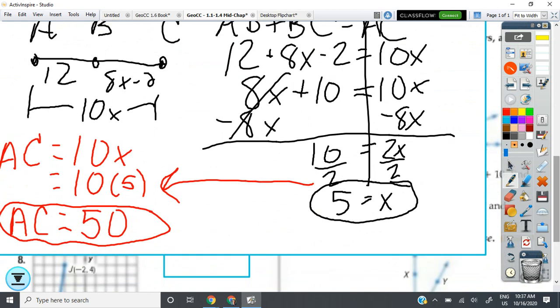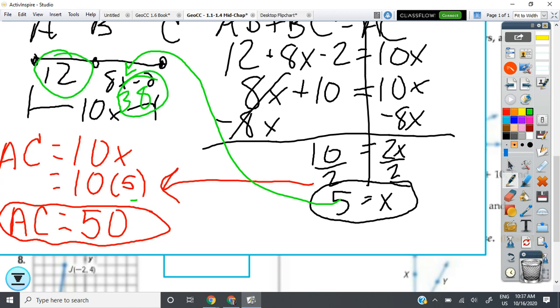You could also check this problem. If you take this 5 and plug it in up here, 8 times 5 is 40. 40 minus 2 is 38. And then to check the problem to make sure you got it right, add these two together, it better equal the whole thing. And that's part of our understand, plan, solve, check, UPSC. Understand what you're doing, make a plan, solve it, and then plug it back in to check it.